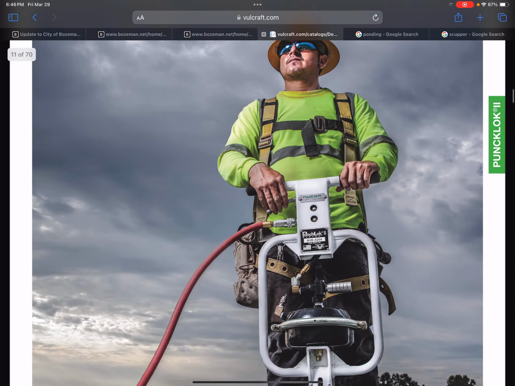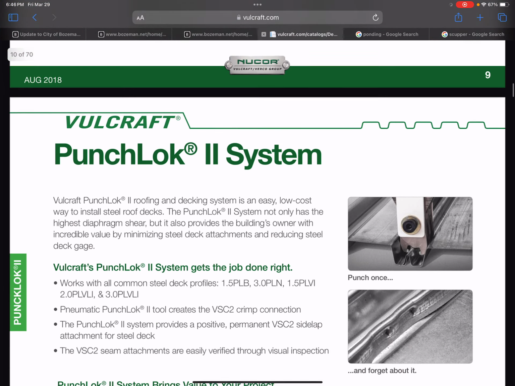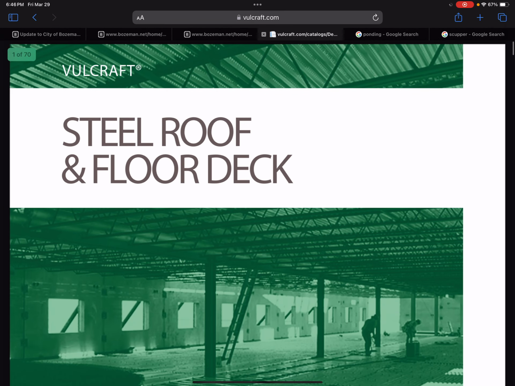So this is Vulcraft. Whoops. I want to zoom out, but I won't zoom out. Right. So Vulcraft, steel roof and floor deck.